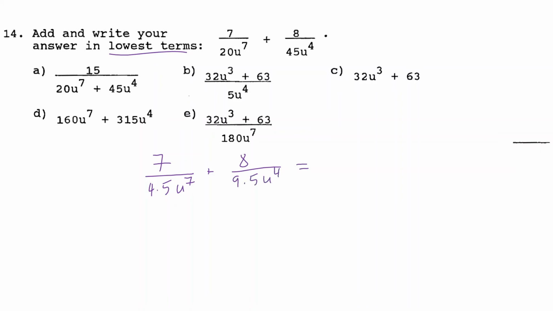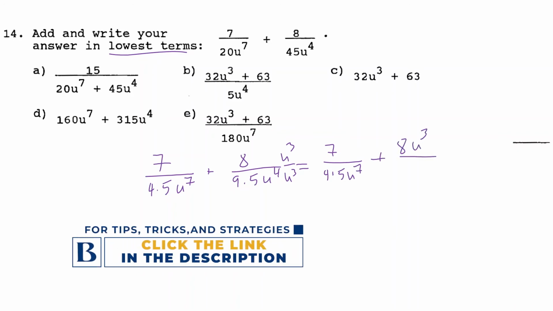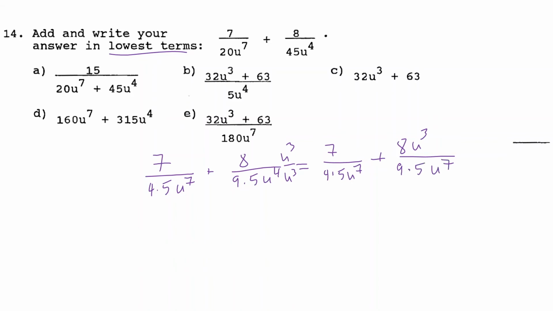Alright, so I can see that this guy needs u to the 4th, u to the 3rd. Alright, let me just take this into steps, right? So 7 over 4 times 5 u to the 7 plus 8 u to the 3rd over 9 times 5 times u to the 7. So this is 9, this is 4. So I need to multiply this by 9. I need to multiply this by 4.